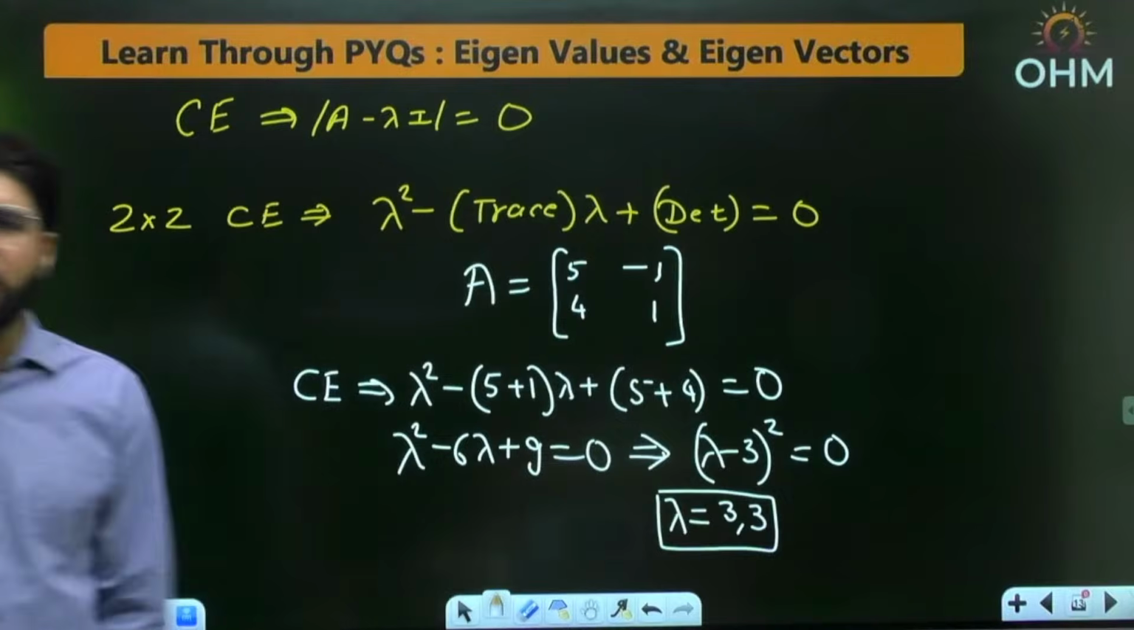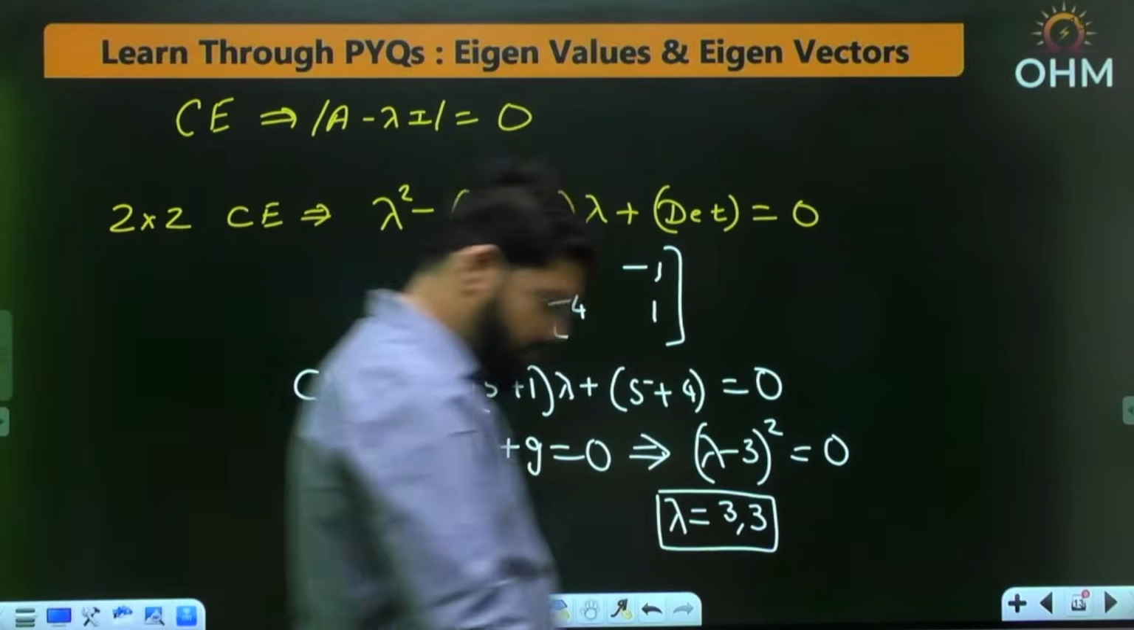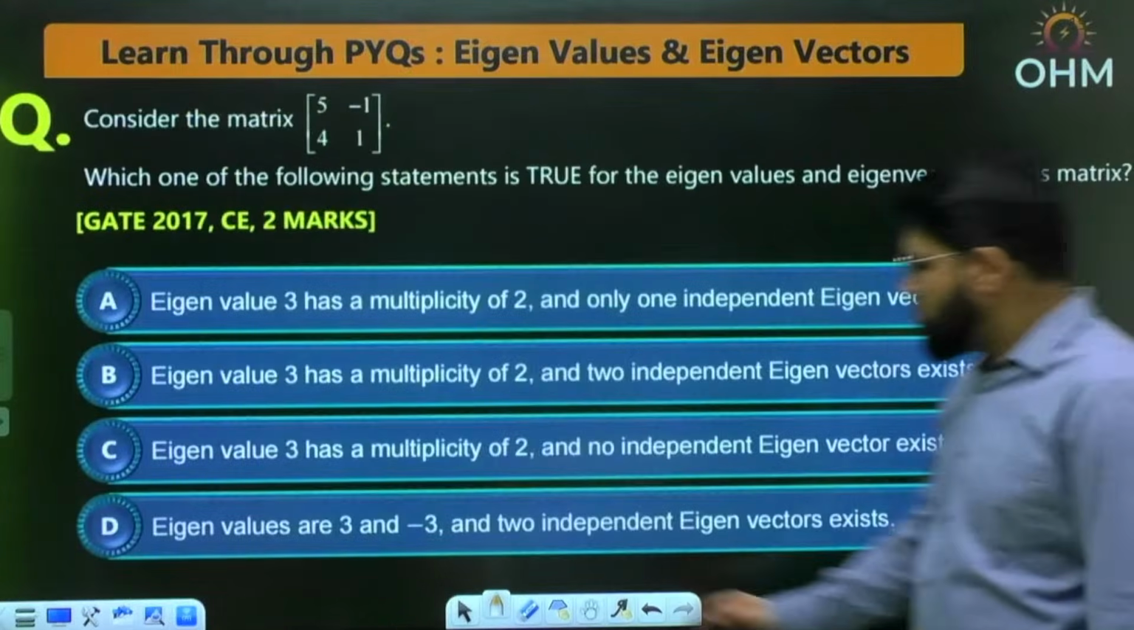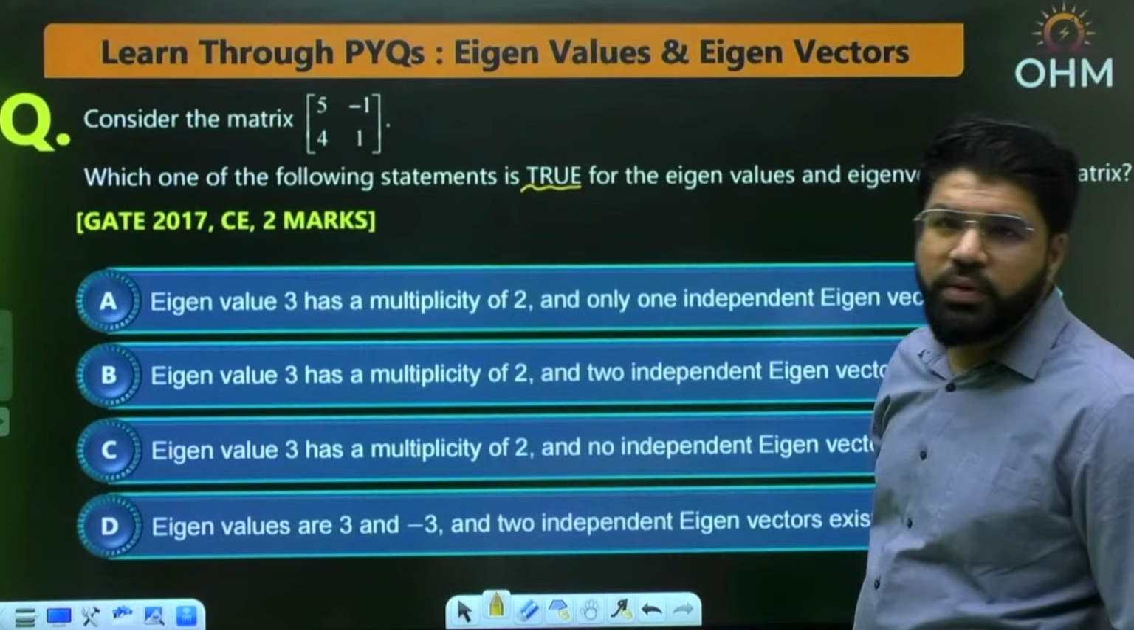3 and 3. What is the value of lambda? Is 3 and 3. Okay. So, which of the following statement is true? GATE 17 Civil, 2 marks question.